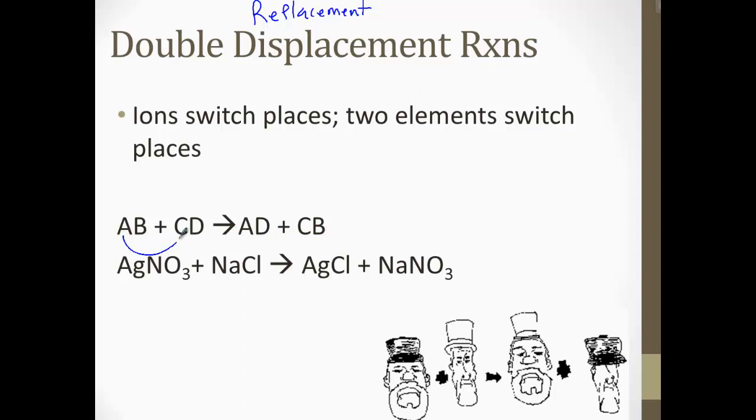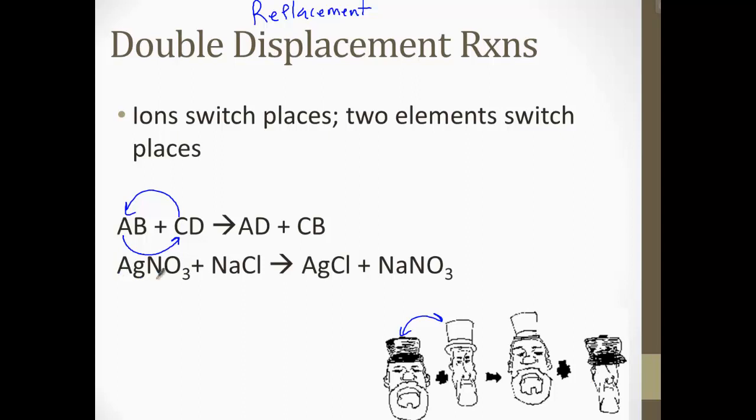So what happened there was A and C traded places, so I ended up with AD and CB forming together. You can look at the comic down here. It's like having this guy with a hat, so he would represent one compound, and this guy with a different hat, and those two end up trading their hats. So when they do that, we've got two brand new compounds.